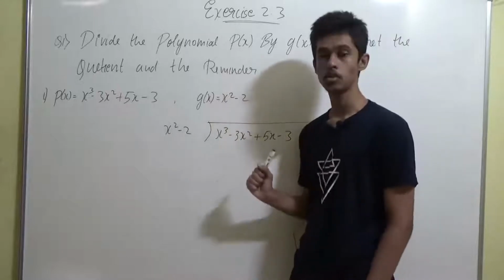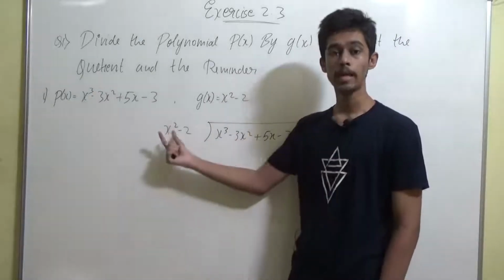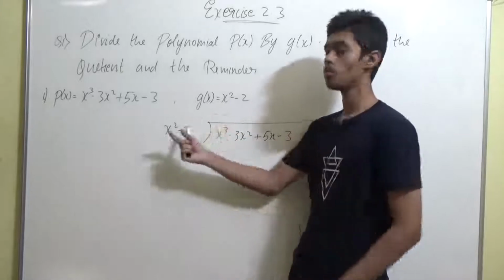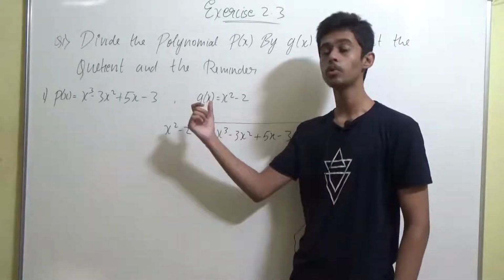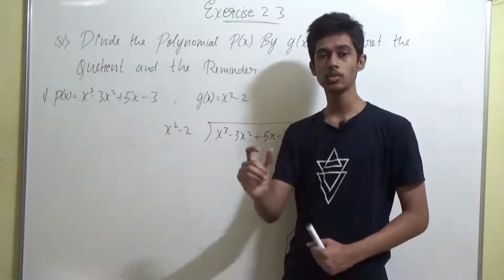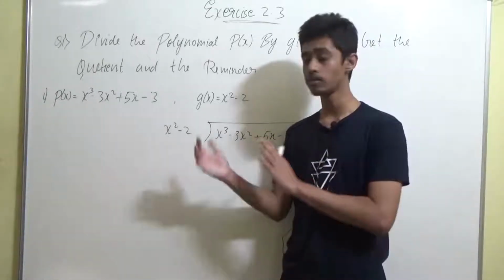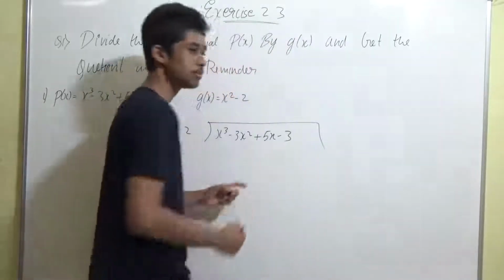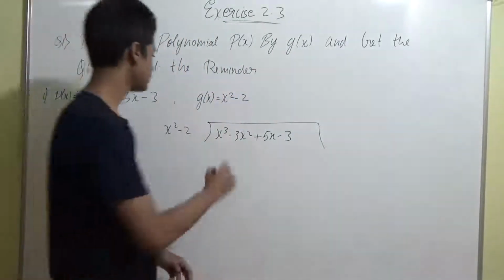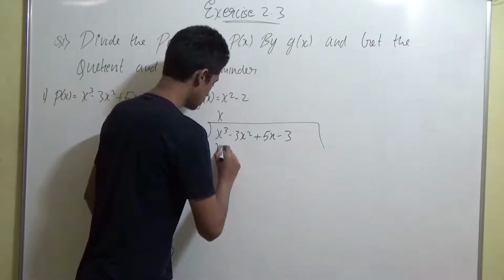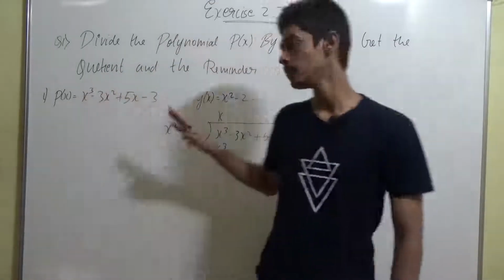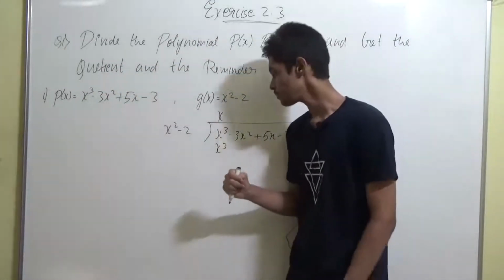So here it is x cube and here it is x square. So x square multiplied by what term, what first term in the quotient, is going to give us x cube? X square into x is going to give us x cube. So the first term in the quotient is going to be x. This gives us the first term here as x cube.